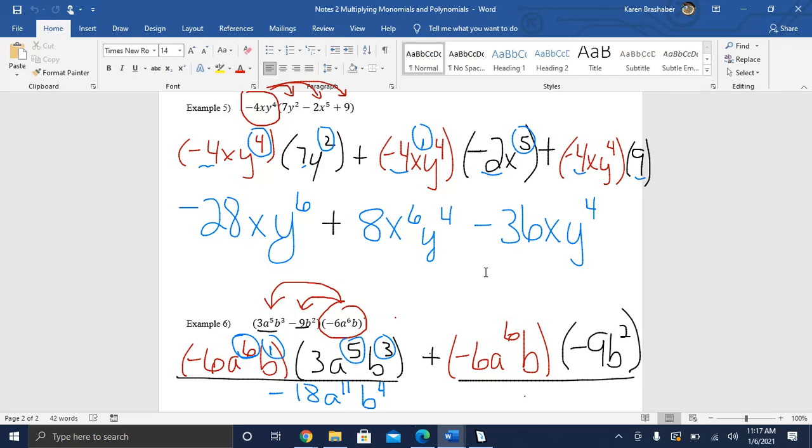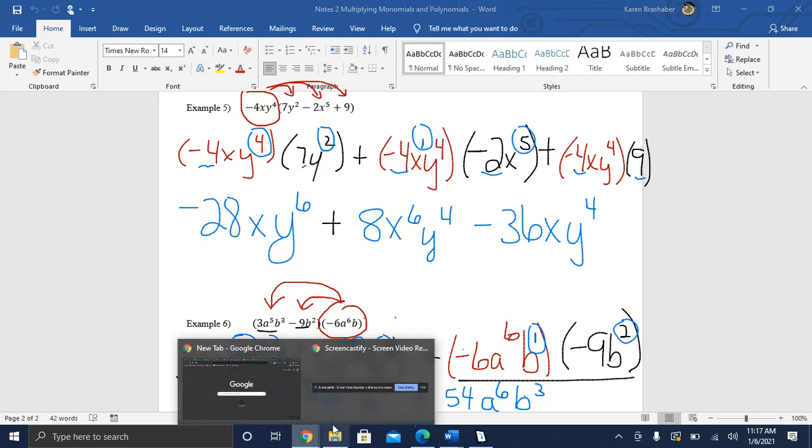Now I have a negative times a negative, so that will be a positive, and that's 54. 6 times 9. I have an a to the 6th power. B, I'll keep my base b. I have a 1 and a 2 to give me b to the 3rd. And so this is your example set for multiplying monomials and polynomials. Continue to ask questions as you have them.